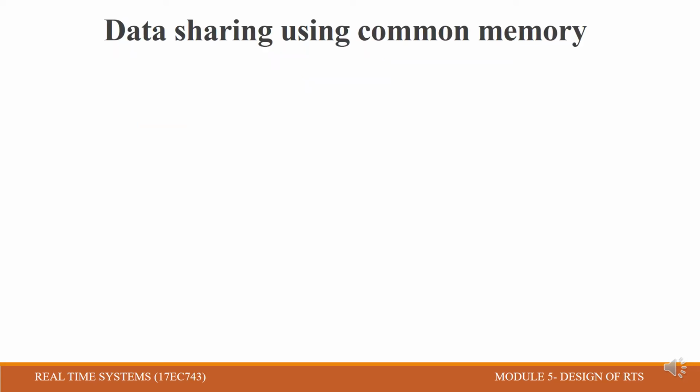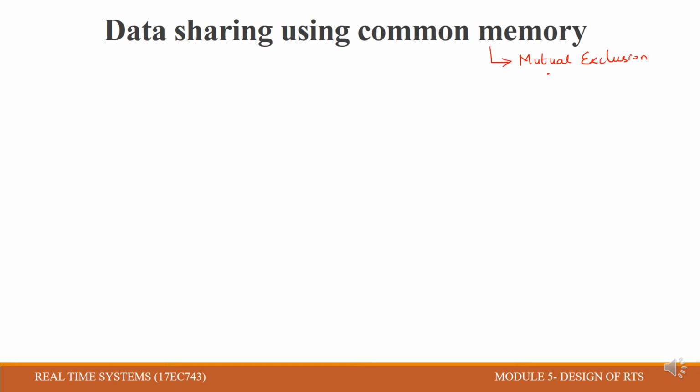Data sharing using common memory. This concept is just to make you understand what mutual exclusion is. Mutual exclusion, we know, is a property of concurrency control of processes. I repeat, it is a property of concurrency control of processes, which means it makes sure that if one process is executing in its critical section, then no other process can enter its critical section.